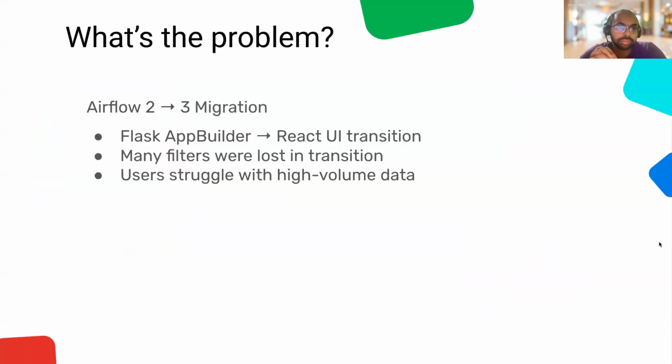Before diving into this, I would like to talk about why we need that. So let's say a user migrates from Airflow 2 to Airflow 3. And in that transition, we have lost many of the filter capabilities which were earlier provided by the Flask AppBuilder.